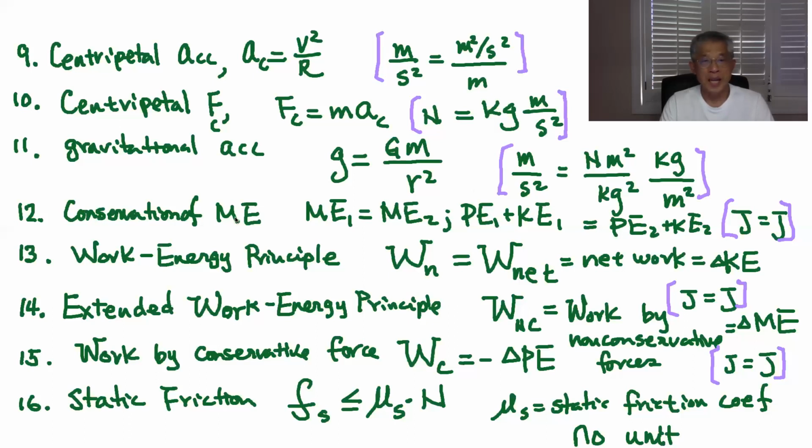Number 12, conservation of mechanical energy. So mechanical energy is constant. Mechanical energy in situation 1, or initial, is equal to mechanical energy in situation 2, or final. So potential energy 1 plus kinetic energy 1 is equal to potential energy 2 plus kinetic energy 2. These two together are ME1. These two together are ME2. The unit is joule and joule.